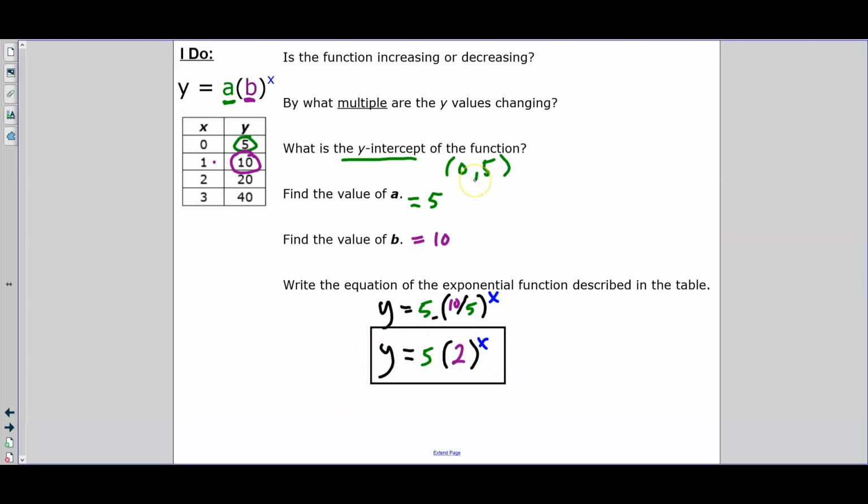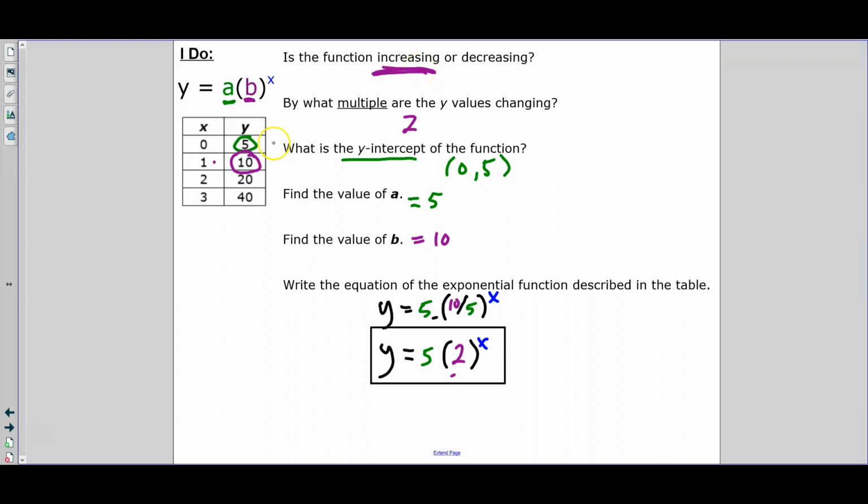And then don't forget what I have here is the multiples. What am I being multiplied by? Well, that's the number that's inside the parenthesis. This is being multiplied by 2. Okay, so because this number is bigger than 1, we know that it's going to be an increasing function.